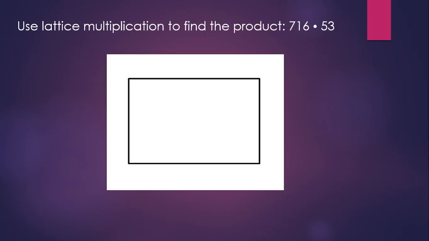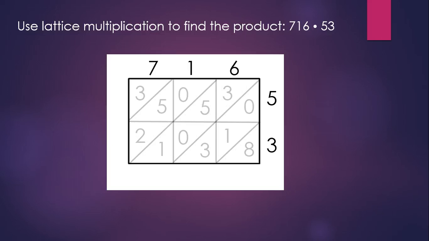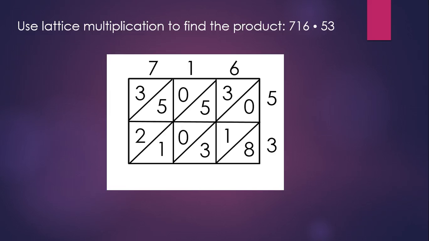Use lattice multiplication to find the product, 716 times 53. So we'll start by placing the digits of the two numbers around the top and the right part of the rectangle. And then we'll draw our lattice and find the products of the individual digits.